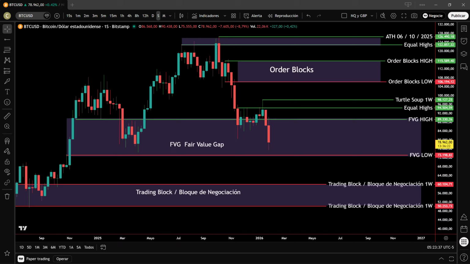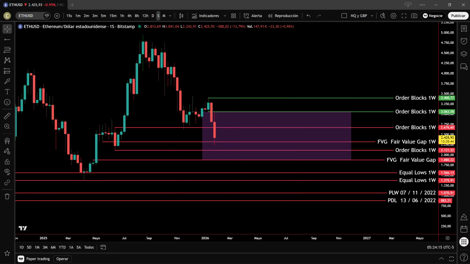Below that, we have a very solid institutional trading block between $50,253 and $60,104. On the upside, we identify a turtle soup formation near $98,127, indicating a liquidity grab prior to a correction. As long as the price continues to respect the weekly FVG, the long-term bullish structure remains intact. This macro analysis is vital for filtering out the noise of daily volatility in Bitcoin and understanding where the smart money is heading. We continue our technical analysis with Ethereum, examining its structure on the weekly chart.